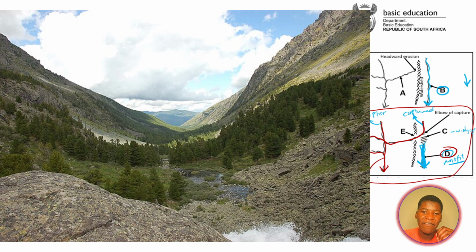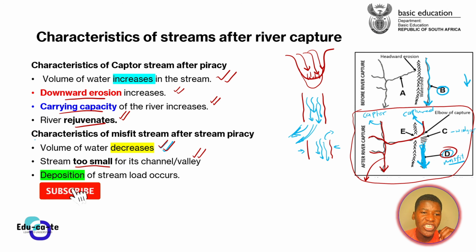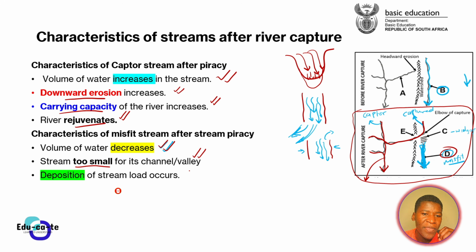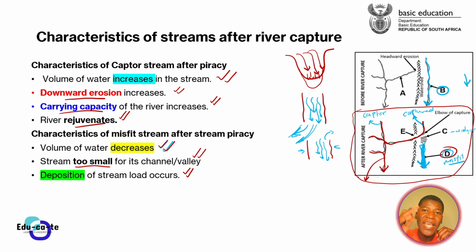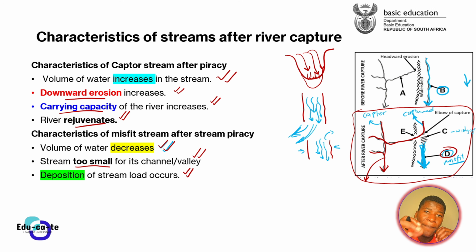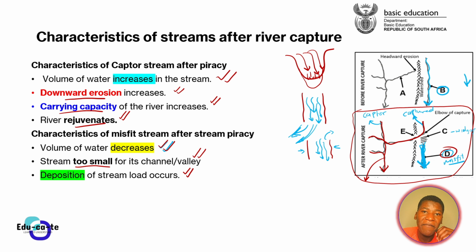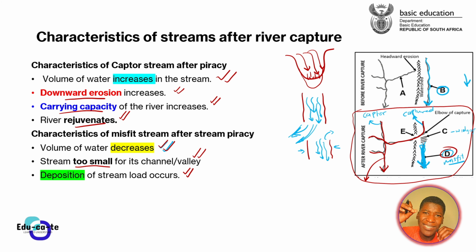It's more like a dry river or something like that. And then deposition of the stream load will occur as well. So there will be more deposition of the load of the stream. Remember that deposition is promoted by a river which has got less volume of water. Erosion is promoted by a river that has got more water in it, but deposition is promoted by a river that has got less water in it. So since the misfit stream has lost its water, it doesn't have a bigger carrying capacity anymore, and it doesn't have that big velocity or speed. So it ends up depositing and dumping all its eroded materials.